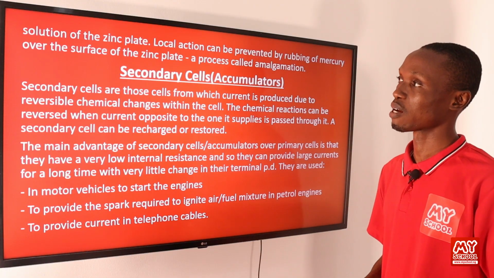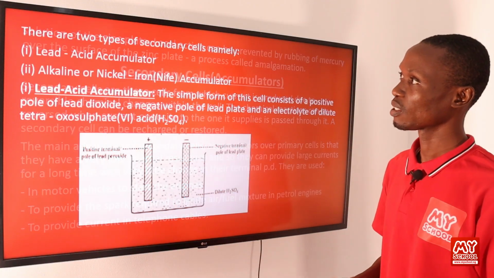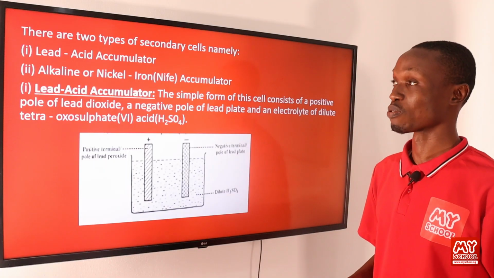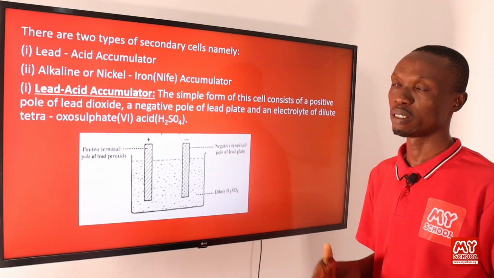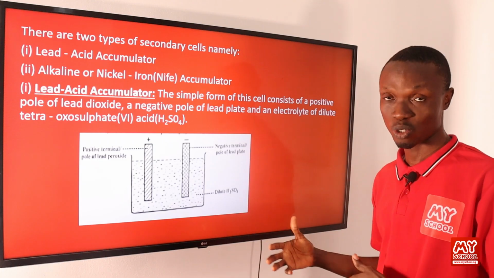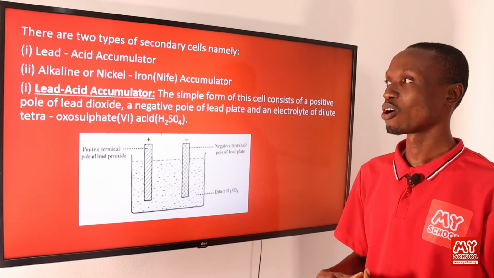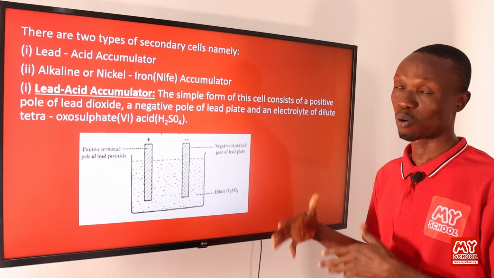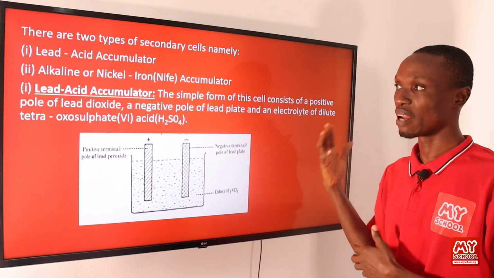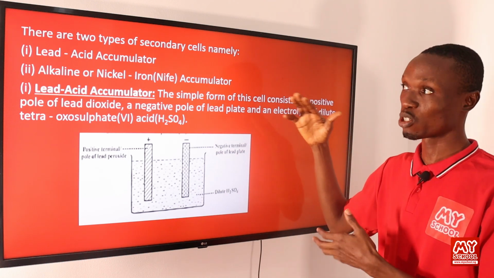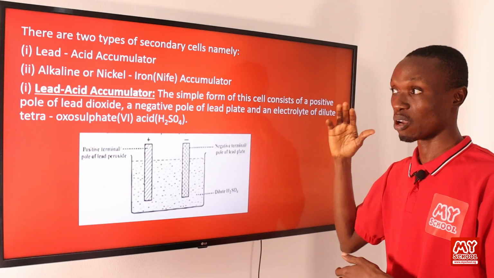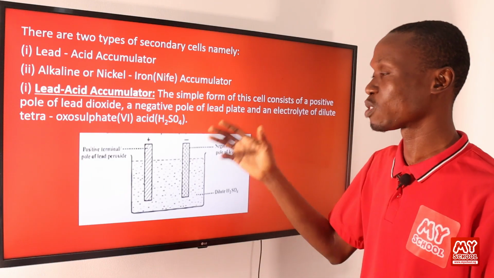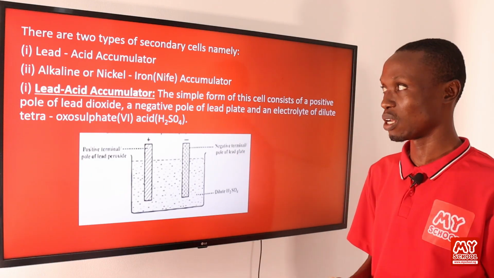Let's move to the next slide. So there are two types of secondary cells, namely the lead acid accumulator and the alkaline or nickel iron accumulator, also known as NiFe. So let's explain each of these types of secondary cell one after the other. So let's begin with the lead acid accumulator.